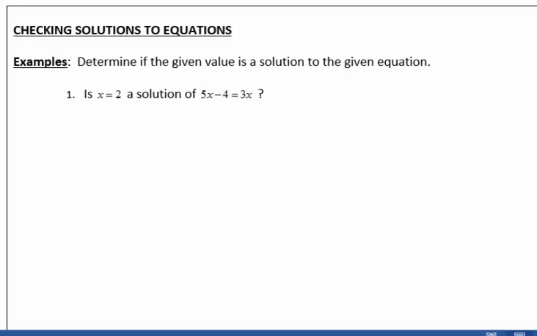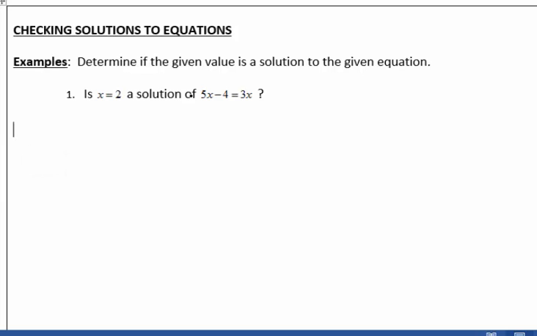In this video we're going to check solutions to equations, or determine if a given value for x is in fact a solution to an equation. Okay? So in our first example, the question asks if x equals 2 is a solution to the given equation. Alright, so how am I going to figure that out?